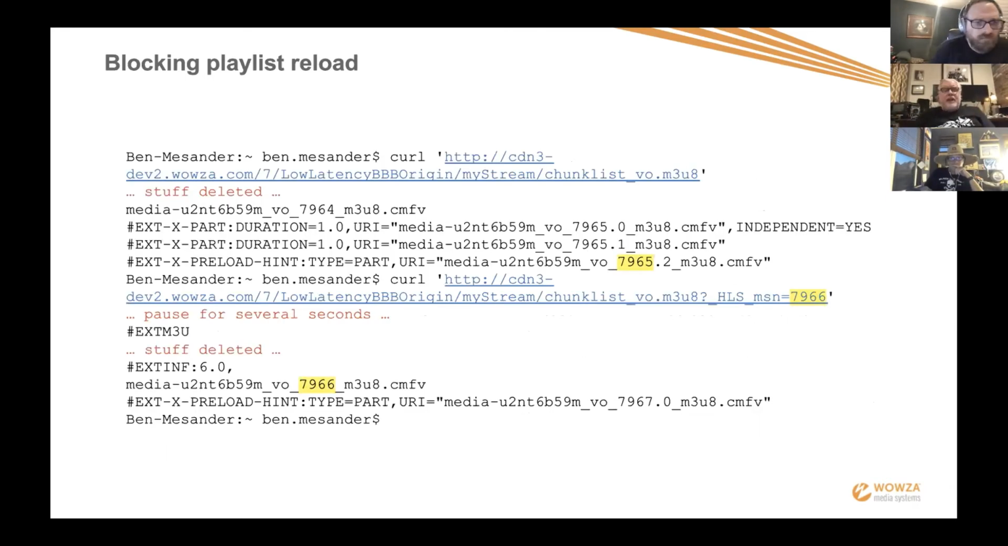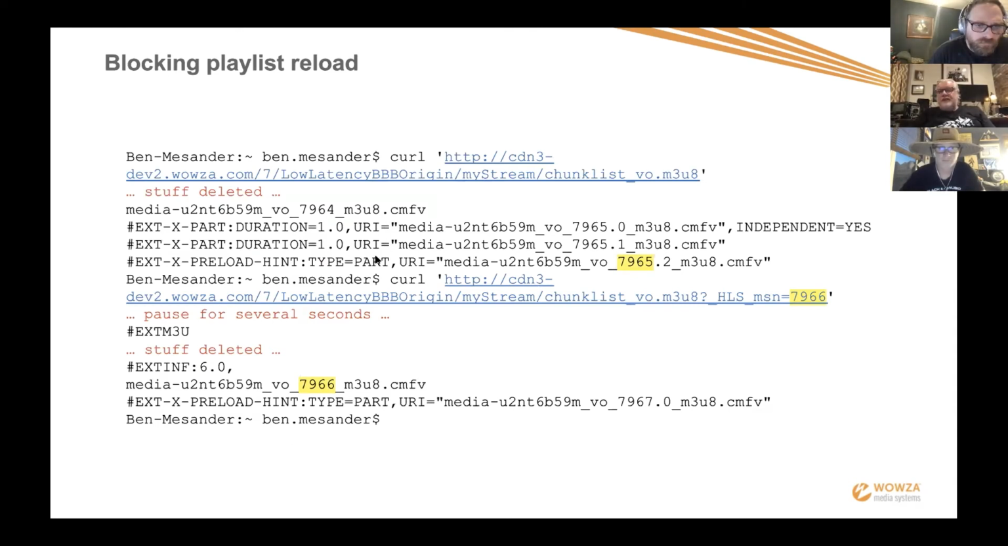So here's an example of blocking playlist reload. Again, with my favorite movie, Big Buck Bunny. Here in my first request, I've deleted a bunch of stuff because these are long, noisy HLS playlists. We have media sequence number 7695. And I said, okay, wait until 7966 is in window. And as you can see here, this one, it's a 6-second segment.